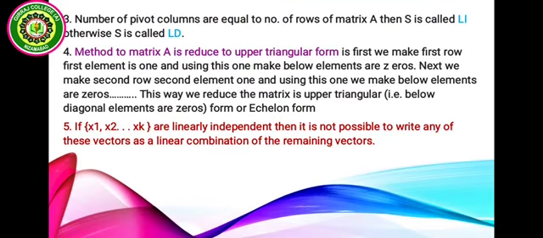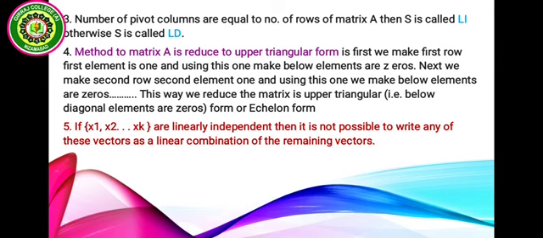Here is the next note. If the number of pivot columns is equal to the number of rows of the matrix, then S is called linear independent, otherwise S is called linear dependent.